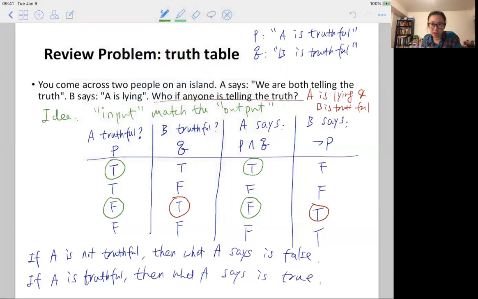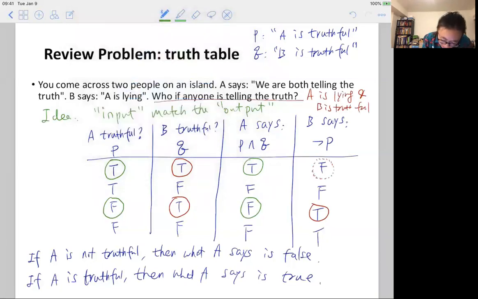Input matches output. However, if I look at the second one, when B is truthful, that means whatever B says has to be true. However, there's a mismatch. In this case, I'm using a dotted line to mean mismatch. When B is truthful, but what B says is false, that is a contradiction, or a mismatch. So I can't draw a conclusion from the first row. Again, focus on the second row.